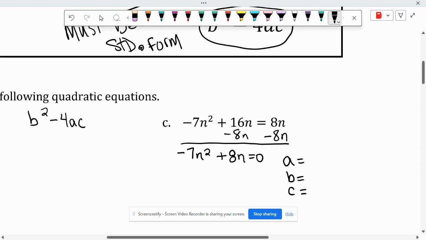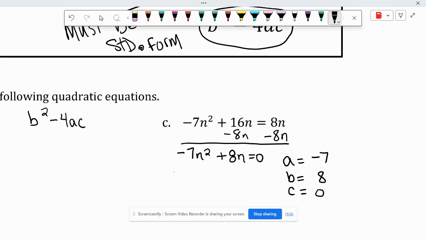Quali, what's A? Yeah, negative 7. What is B? 8. Laura, what is C? Is there a C value? No, so that means C is what? Yeah, C is 0.